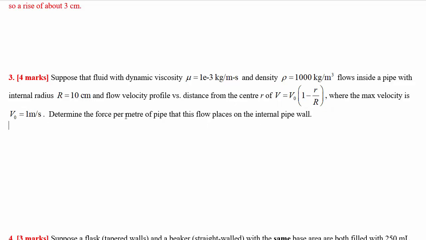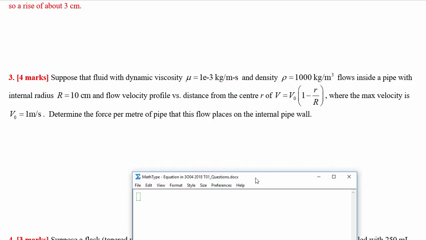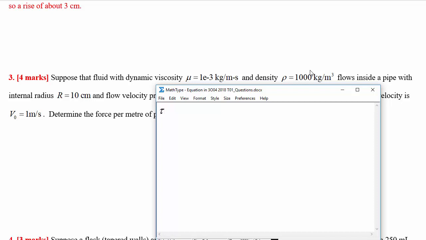Determine the force per meter of pipe, so that would be length of pipe, that this flow places on the internal pipe wall. All right, so what we're going to need is our shear force formula. So the shear force from chapter 10 in our book is given by the dynamic viscosity times the gradient of the velocity as we move into the pipe. So this tells you the force that the fluid places on the wall of the pipe in the flow direction, and it has the same direction as the flow velocity does up here in this formula.